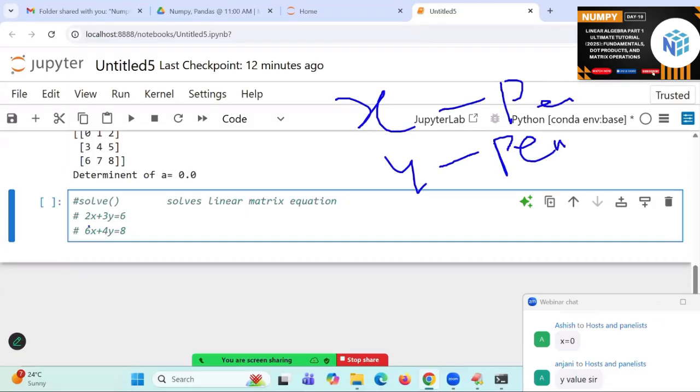Pencil and then pen. 2 rupees of pencils plus 3 rupees of pens is equal to 6, for example. And 6 rupees of this one and 4 rupees of this will give you this. Find the number of pens and pencils. That is something like this.